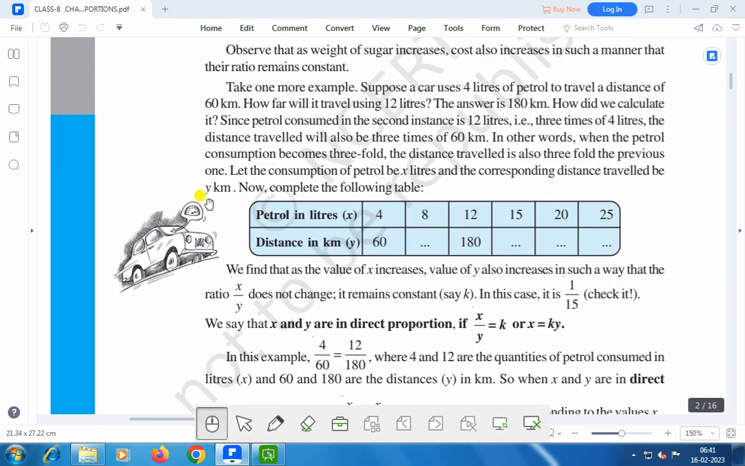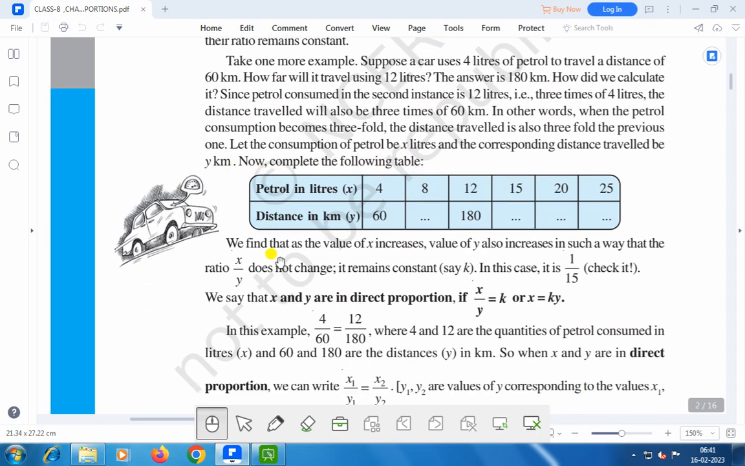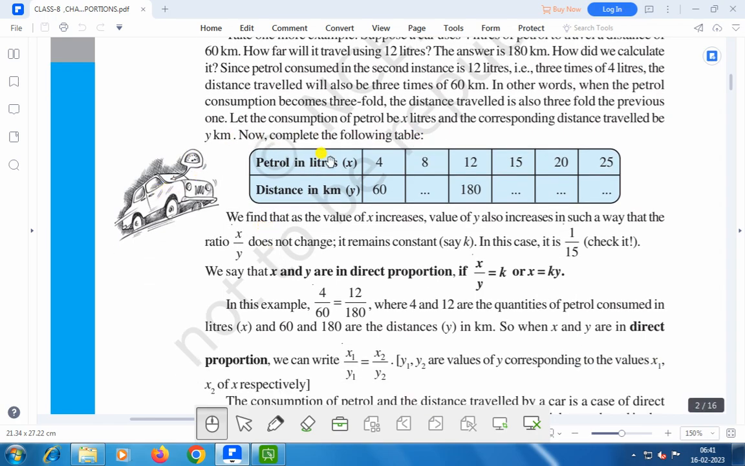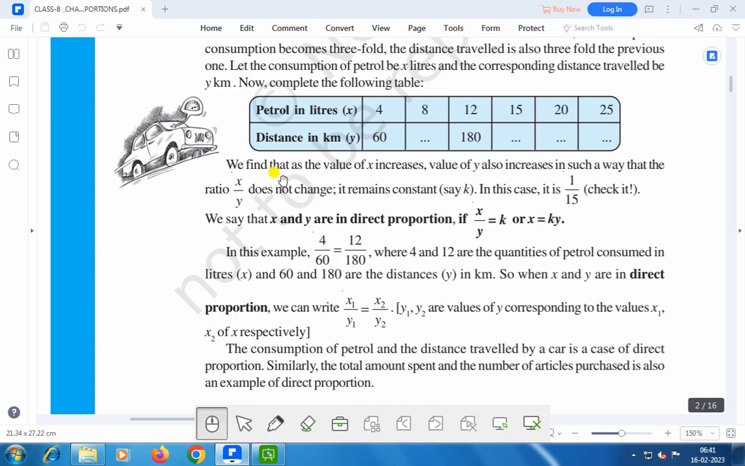Let the consumption of petrol be x liters and the corresponding distance traveled be y kilometers. Now complete the following table. Petrol in liters x: 4, 8, 12, 15, 20, 25, and distance in kilometers y. We find that as the value of x increases, the value of y also increases in such a way that the ratio x by y does not change. It remains constant, that is, say k. In this case, it is 1 by 15.